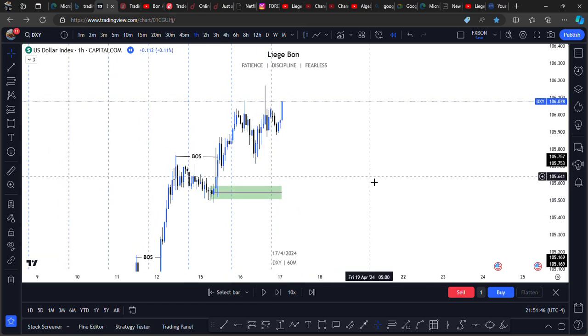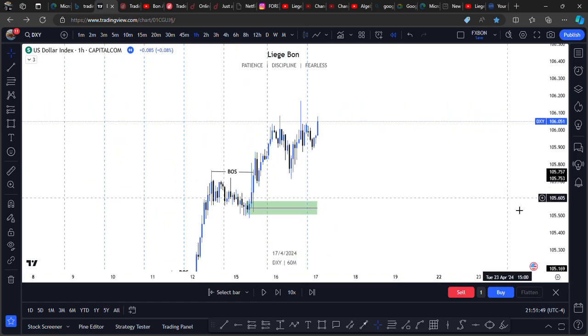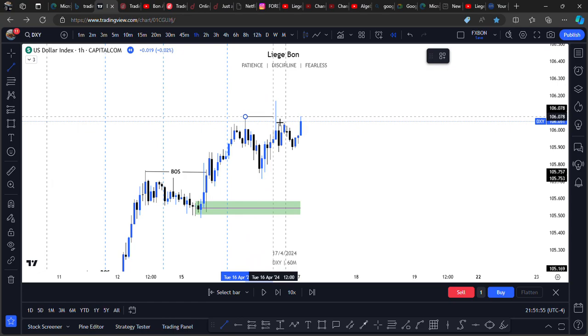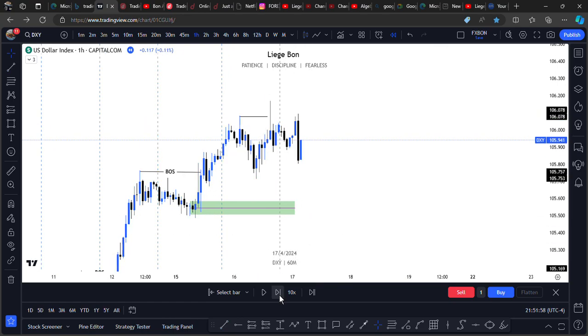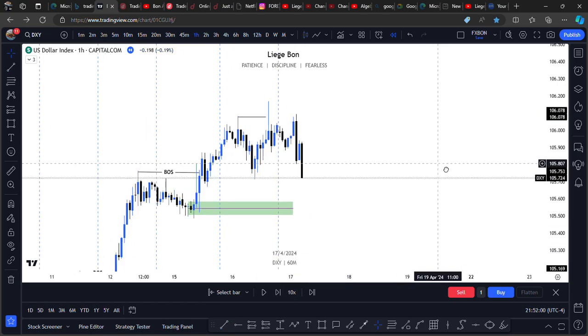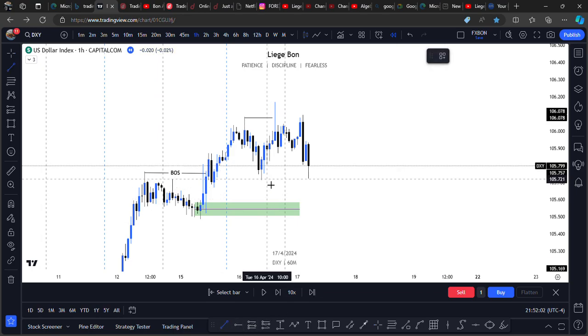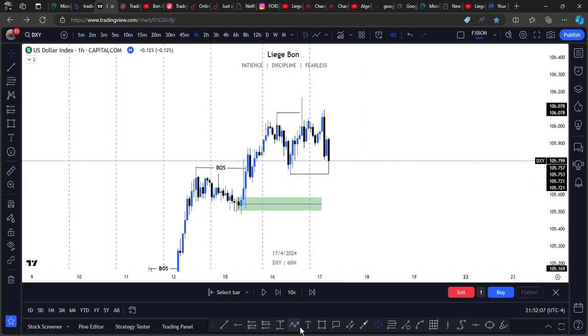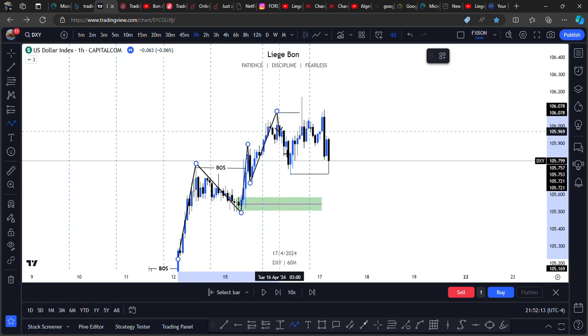Right about this point I can see that we have some kind of liquidity here. This is a liquidity sweep, so let's hold on and see what happens. And now we have this structure. If you take this, we have a higher low. This is the market structure. This is more like a sweep, but this can be included as well.